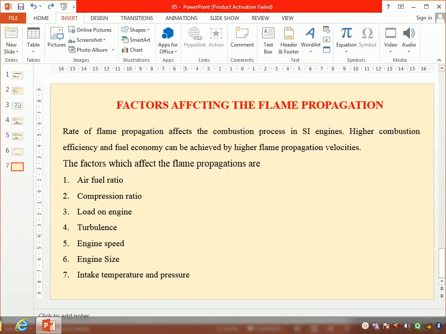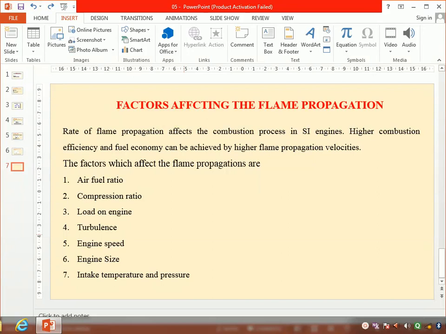Second, compression ratio. It is obvious that a higher compression ratio results in higher pressure and temperature, and thereby it reduces the ignition lag. It increases the maximum pressure inside the engine cylinder, and also increases the mean effective pressure. Thereby the ignition lag period is reduced, and it gives a higher flame speed, which means the flame propagation speed will be higher with a higher compression ratio.